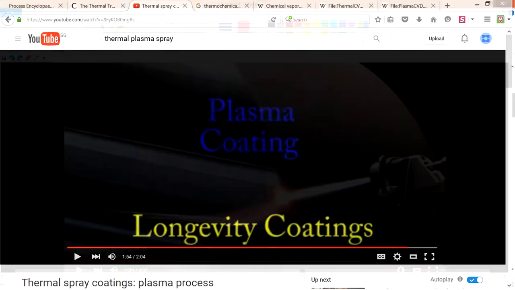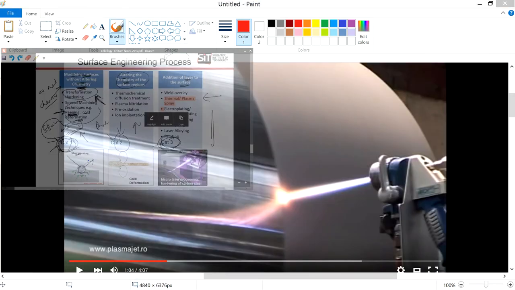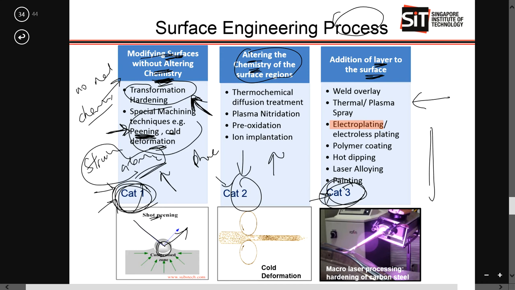So it's more on the ceramic side, because ceramic has a high melting temperature. So using this type of coating is actually good for ceramics. At least you gotta know these things. So the next one is actually electroplating, electroless plating. So let's take a look.